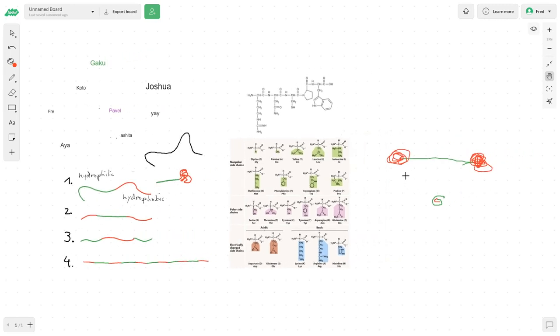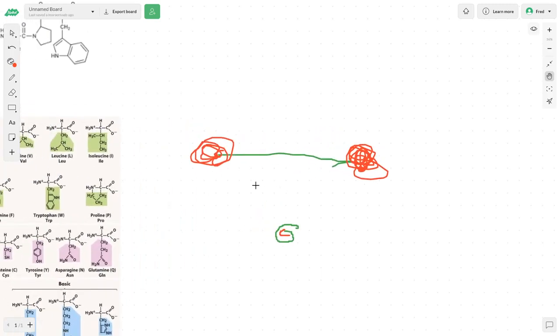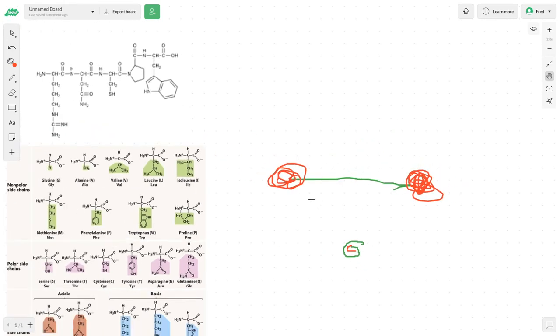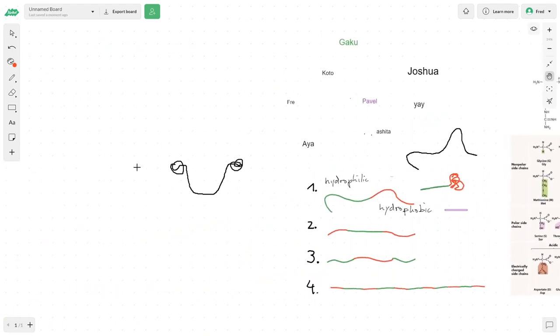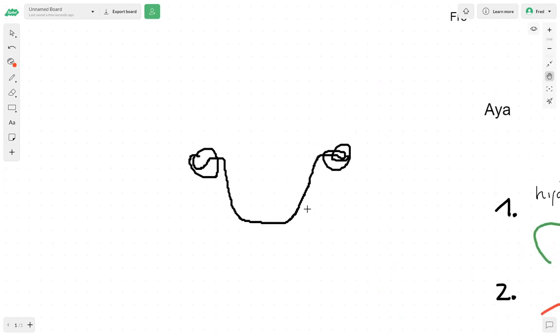Oh, very good. There's a good idea to the right. So that could happen. The middle part stretches out, and the left and the right part coil up, like in the other example. Here also, same idea. Very good job.